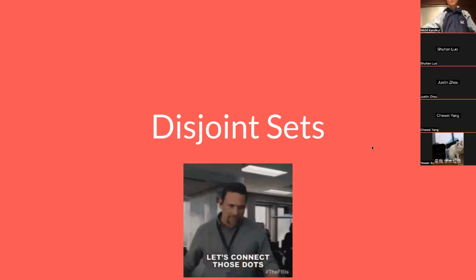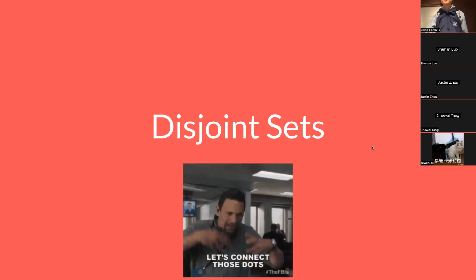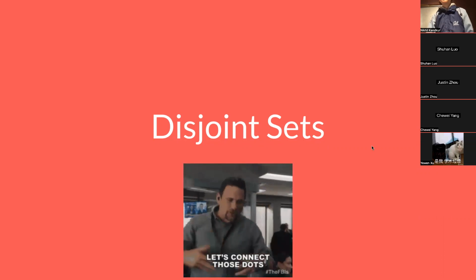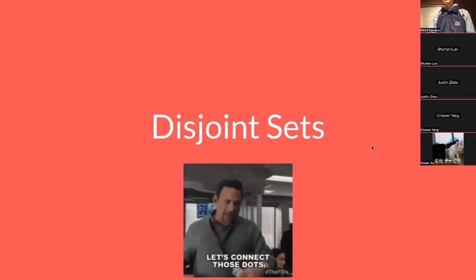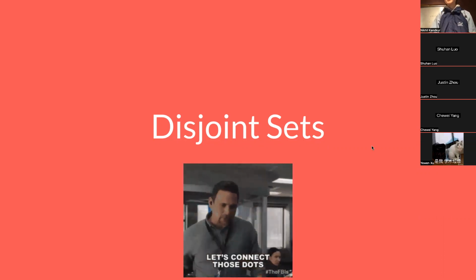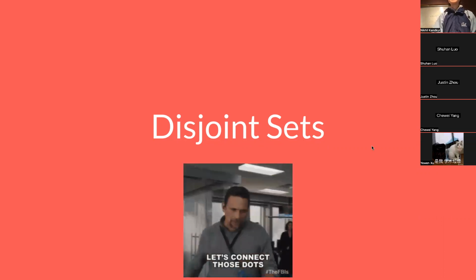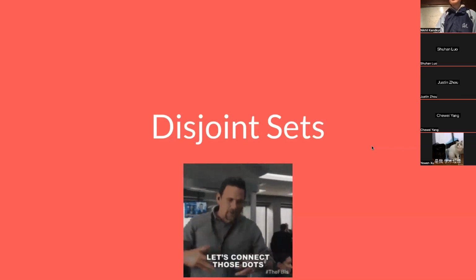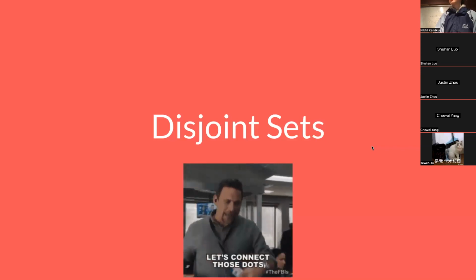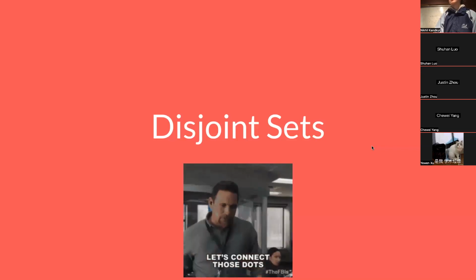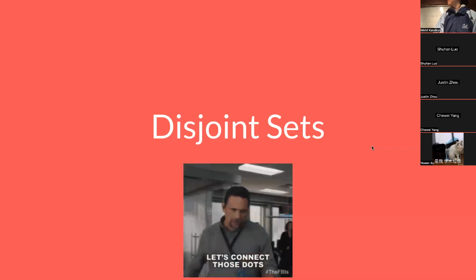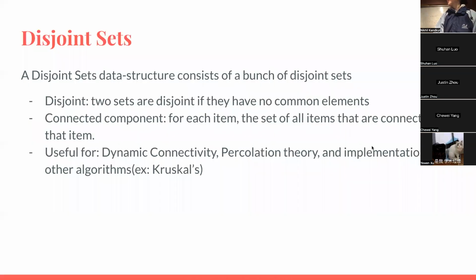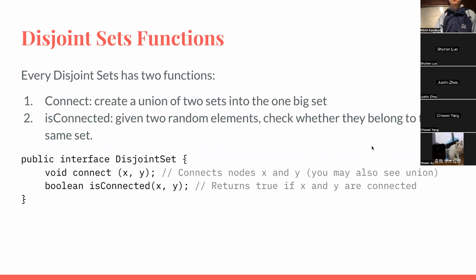So now we're gonna go over disjoint sets. Disjoint sets are a data structure that consists of a bunch of disjoint sets, and two sets are disjoint if they have no common elements. A connected component is, for each item, the set of all items that are connected to that item. This is useful for dynamic connectivity, percolation theory, and implementation of algorithms such as Kruskal's.